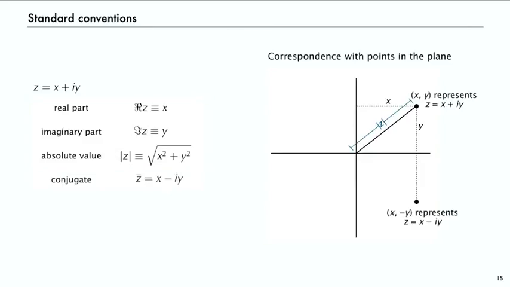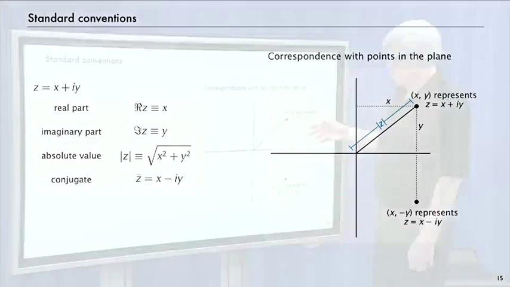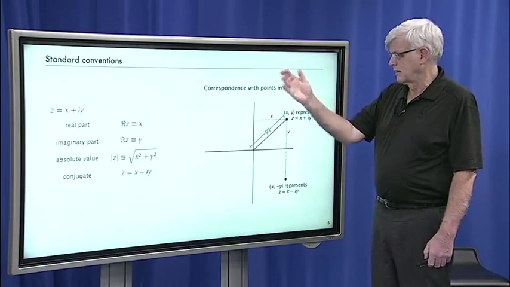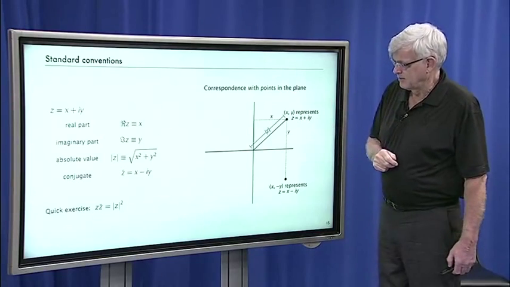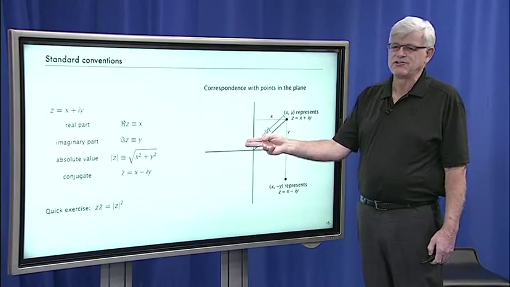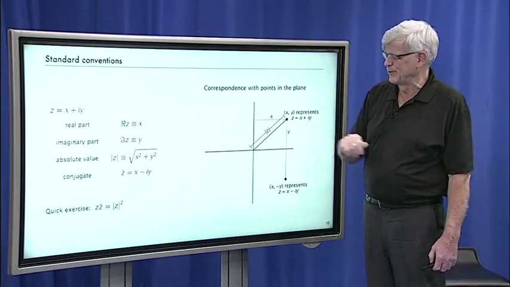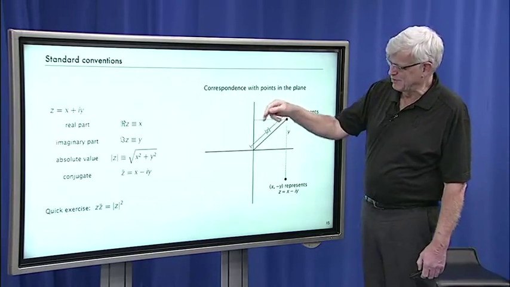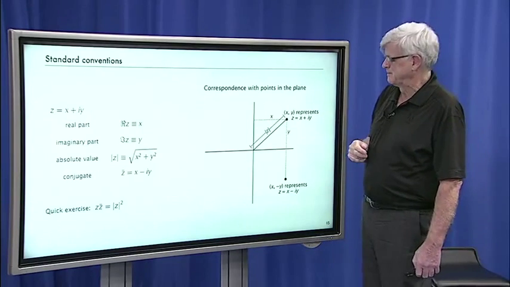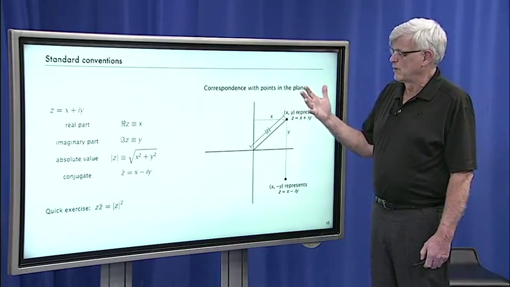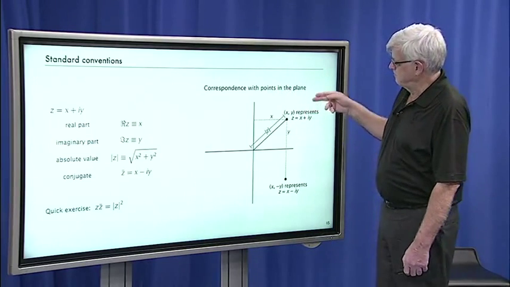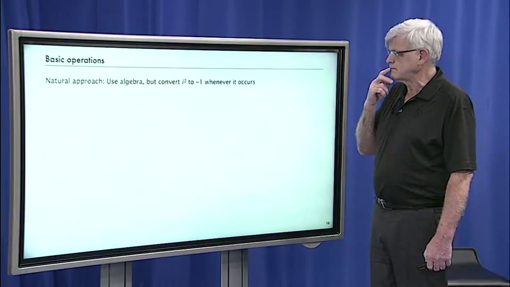And then there's a thing called the conjugate. If you have x + iy, and that's z, then z bar is x - iy. That's the point flipped down on the plane. I haven't defined multiplication yet, but a quick exercise shows that z times z bar equals the absolute value of z squared. So those are standard conventions for how we refer to complex numbers. Everyone has a real part and imaginary part, and we represent them with points in the plane.